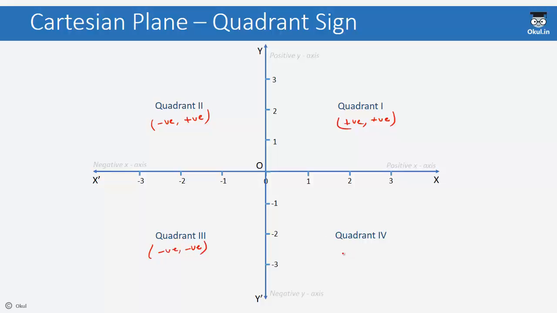Now in quadrant 4, the x-axis is positive, so the abscissa will be positive. But the y-axis is negative, so the ordinate will be negative.